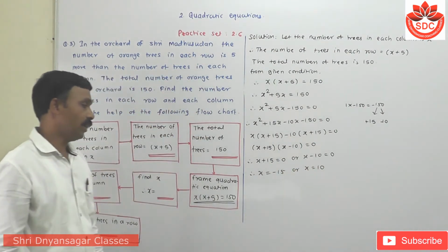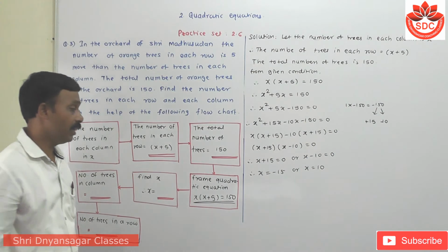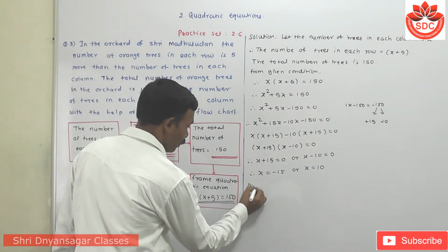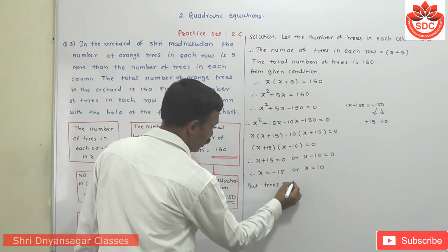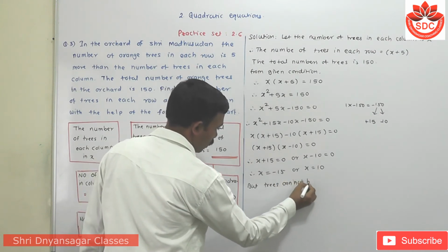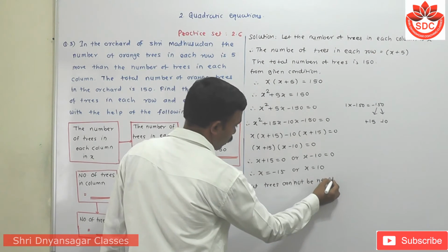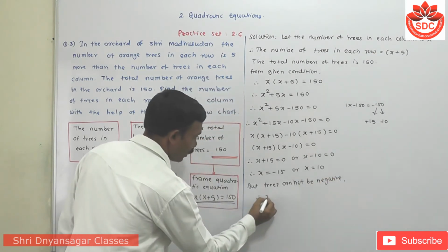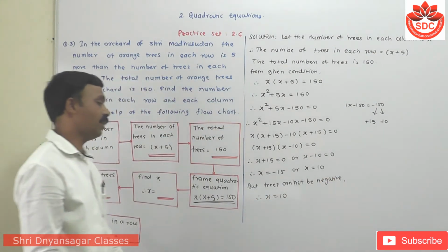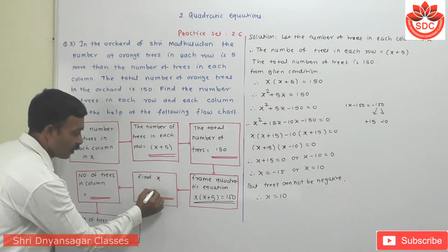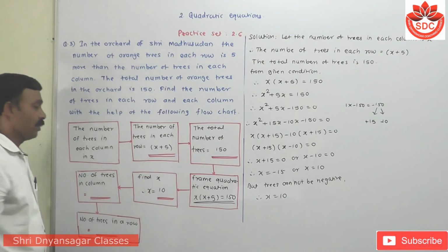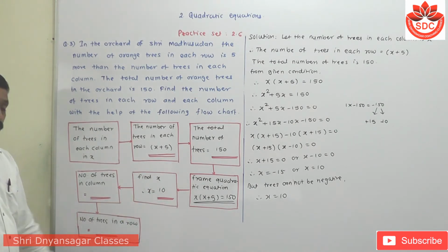Then transposing this, we get x is equal to minus 15 or x is equal to how much? 10. Students, here the number of trees cannot be negative. Therefore, x is equal to how much? 10. That means the value of x is equal to 10, and the number of trees is equal to 10.